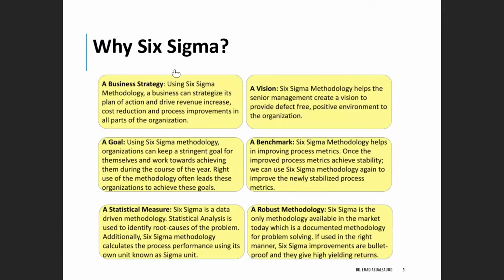Six Sigma can work as a business strategy, استراتيجية. You can use the Six Sigma for your business strategy and plan for action and to drive revenue increase. ممكن تحط strategy to increase our revenue by this target, and you start implementing the Six Sigma in the divisions associated with the strategy of your business.